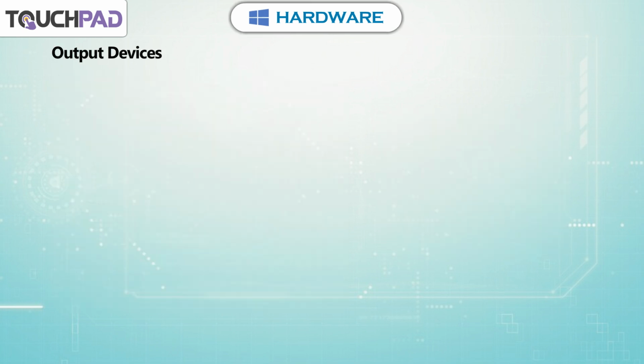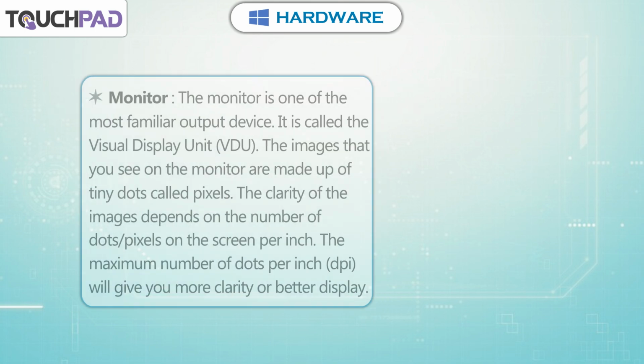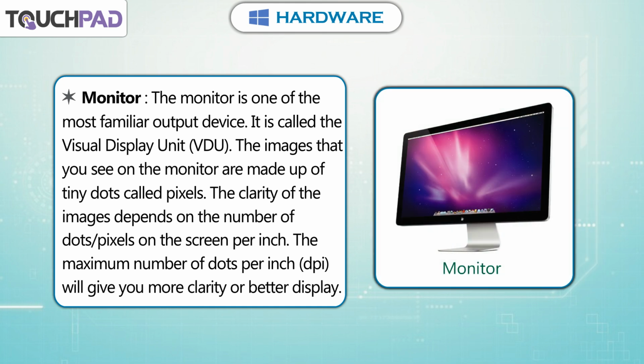Output devices. The output devices are used to display the information and result of computation to the user. Some of the output devices are monitor. The monitor is one of the most familiar output devices. It is called the Visual Display Unit, VDU. The images that you see on the monitor are made up of tiny dots called pixels.